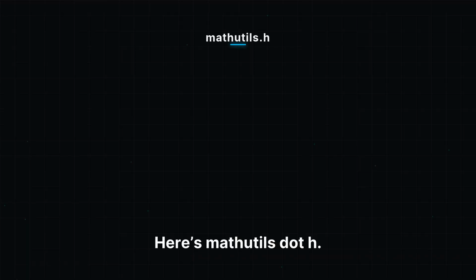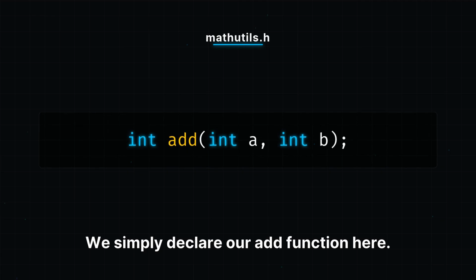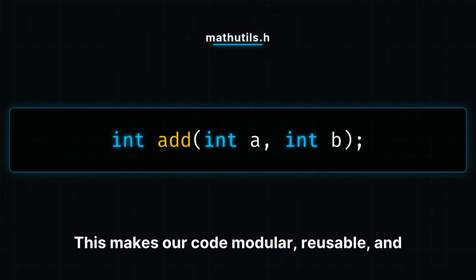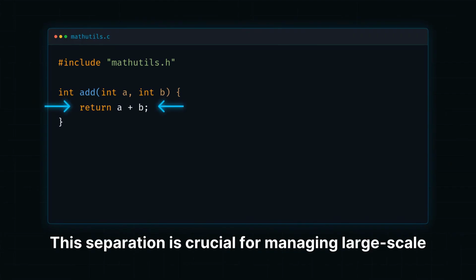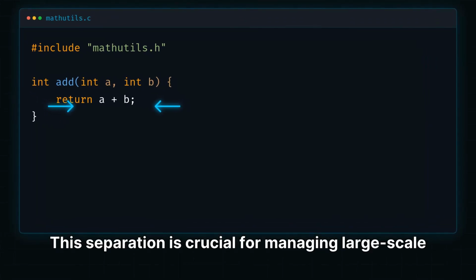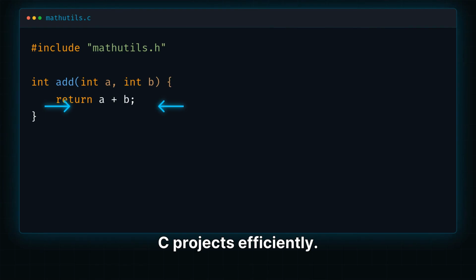Here's mathutils.h. We simply declare our add function here. This makes our code modular, reusable, and much easier to read. In mathutils.c, we provide the actual implementation. This separation is crucial for managing large-scale C projects efficiently.